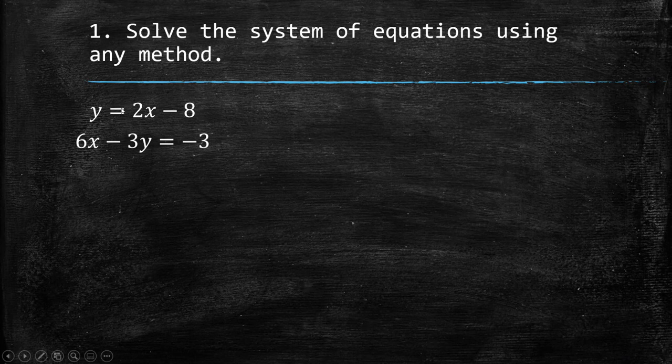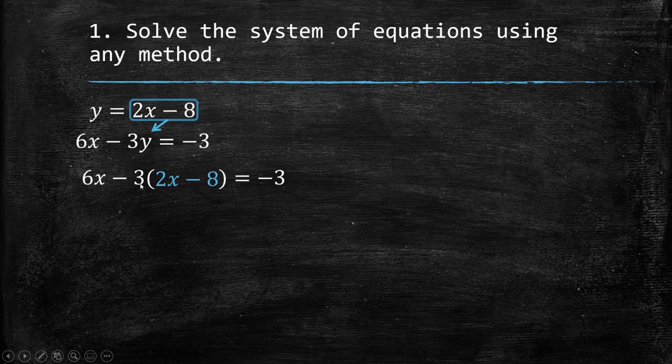Now, because this first equation is solved for y, we've got y all by itself. The most efficient method would be substitution. So we would take the 2x minus 8 that equals y and substitute that for y in the other equation. When I'm substituting in, I like to first write the equation as it was, 6x minus 3y, but instead of y, I put a blank set of parentheses, and then inside the parentheses, we put the 2x minus 8.